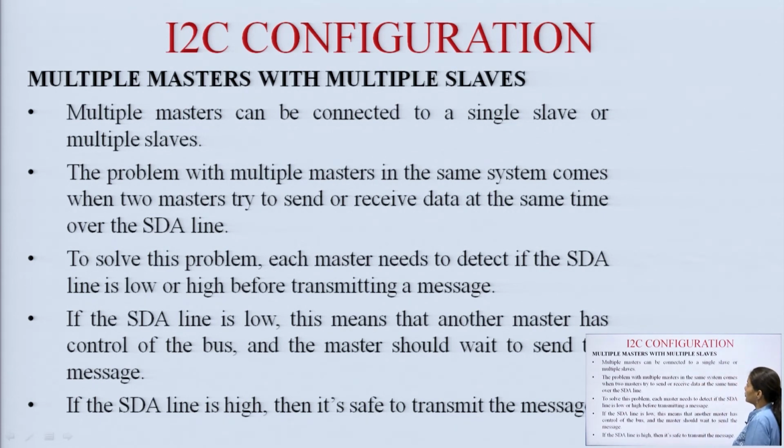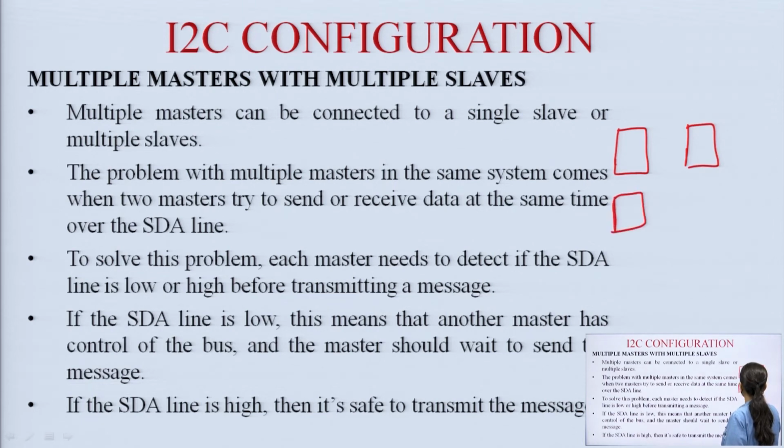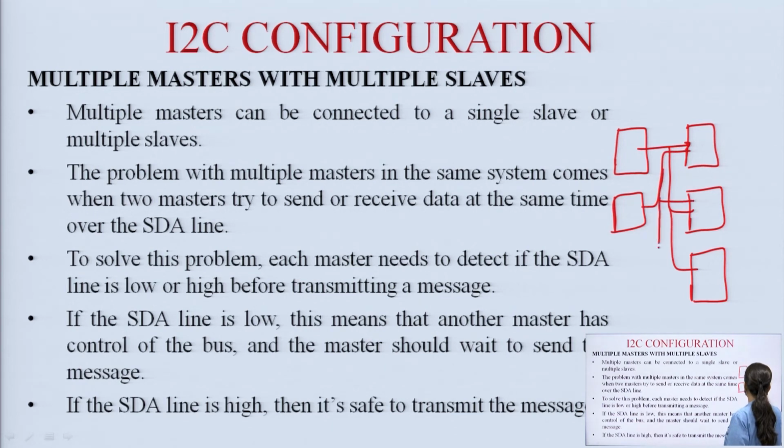Now, when we talk about the different configurations used in the I2C protocol, I have already discussed that multiple masters with multiple slaves can be used, but what is the problem with multiple masters? This is the exact configuration. Suppose 2 masters are there and slaves are there. In this way both the masters are connected to all the 3 slaves. So, now what will happen?